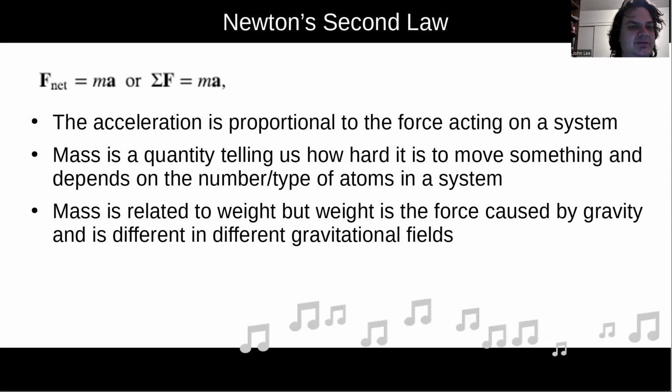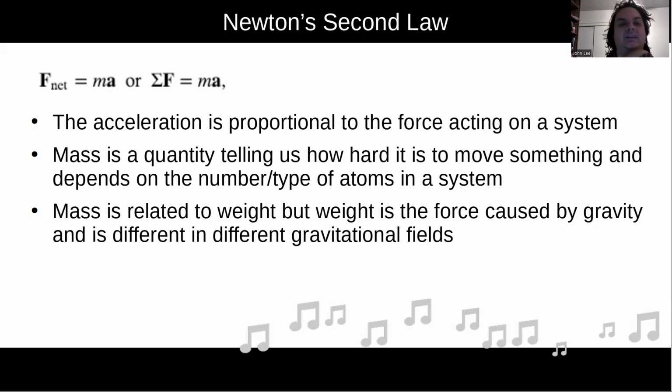Acceleration is proportional to force, and then force is equal to mass times acceleration, where mass is just a quantity telling us how hard it is to move something. So the more mass you have, the harder it is to move something. If you put all of your effort into pushing a block with a mass of 10 kilograms, then that is going to accelerate twice as much as if you had pushed a block with 20 kilograms, because the more mass makes it harder to accelerate, and it does that directly proportionally.